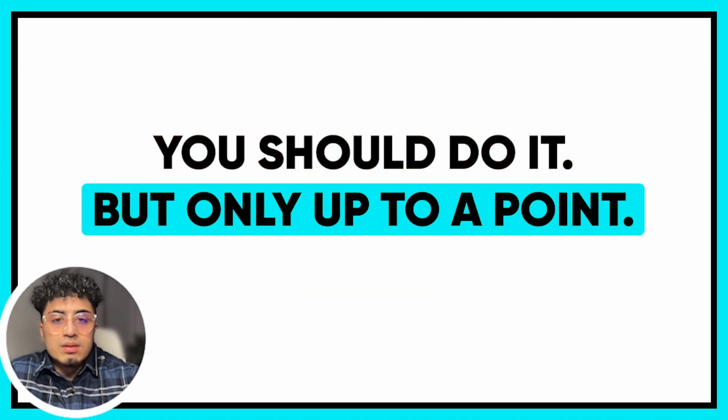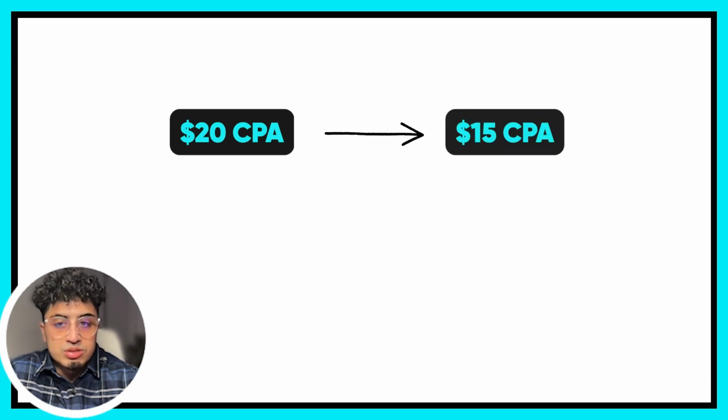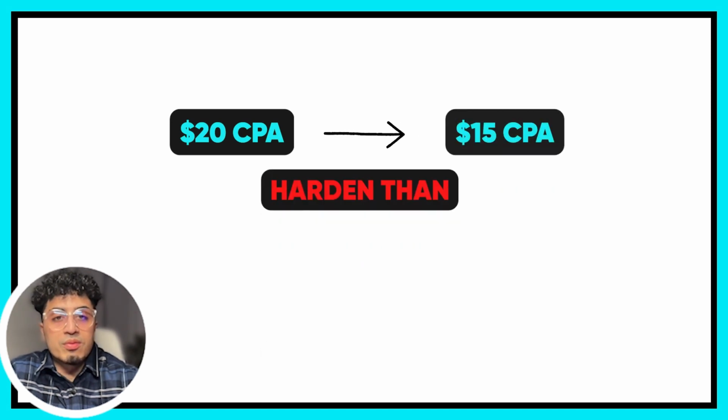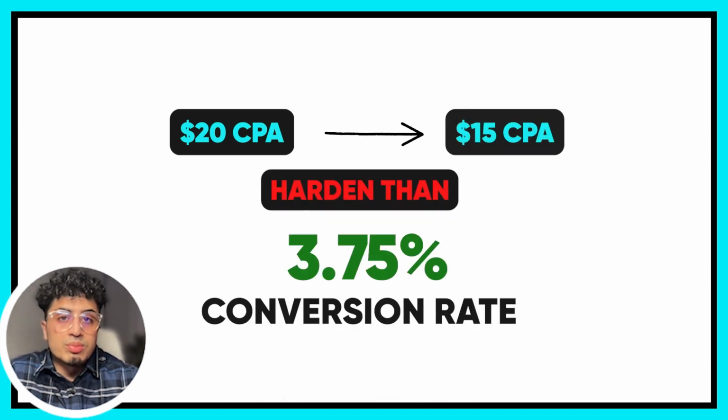Obviously, you should do it, but only up to a point. That's because you will start to hit a point of diminishing returns the more effort you put into it. So you have to work harder and harder to get smaller and smaller returns. To go from a $20 CPA to a $15 CPA is typically much harder than going from a 3% conversion rate to a 3.75% conversion rate because you've put so much effort into your ads manager already.